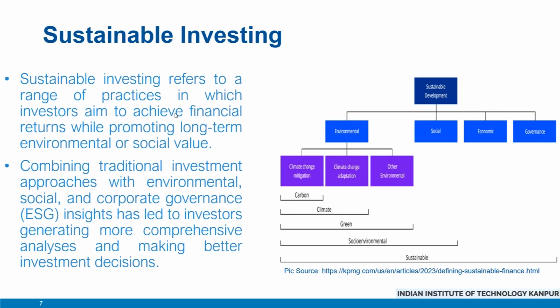Traditional investing delivers value by translating investor capital into investment opportunities that carry risks commensurate with expected returns. Sustainable investing balances traditional investing with environmental, social, and governance related, that is ESG related, insights to improve long term outcomes. Here, sustainable investing refers to a range of practices in which investors aim to achieve financial returns while promoting long term environmental or social value.